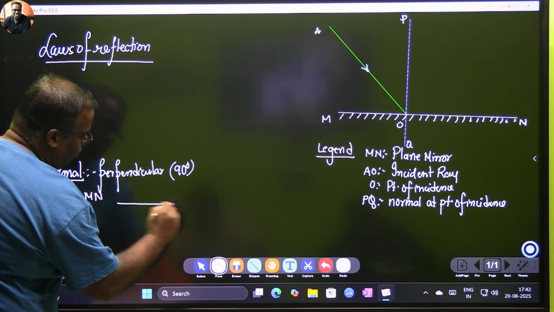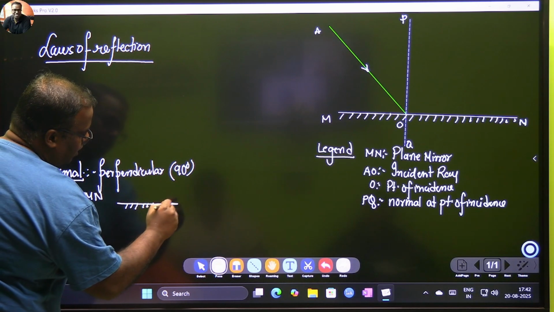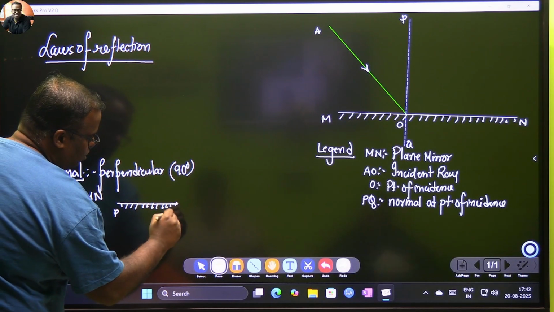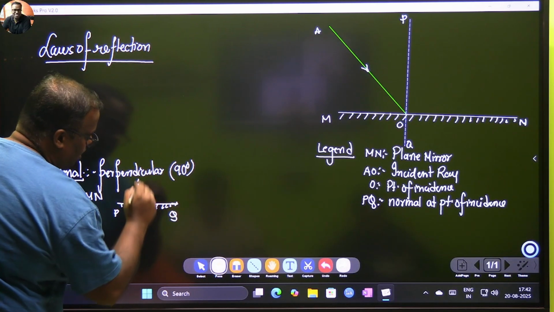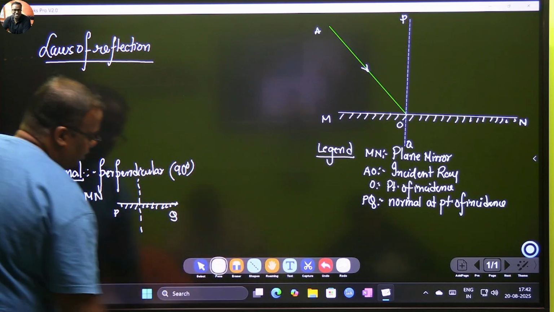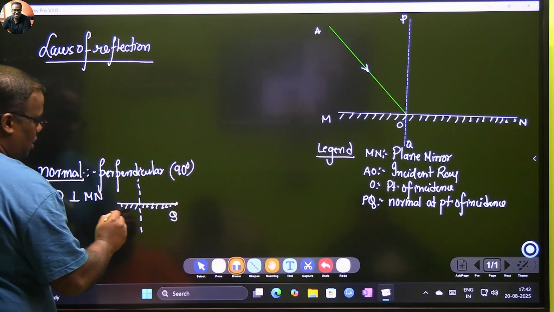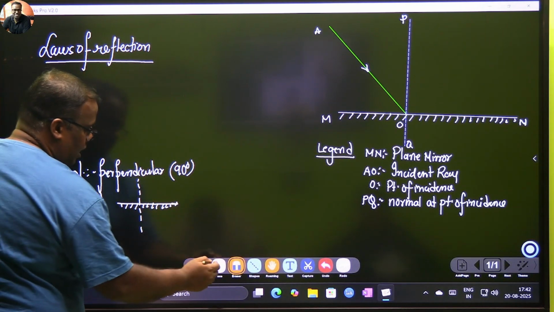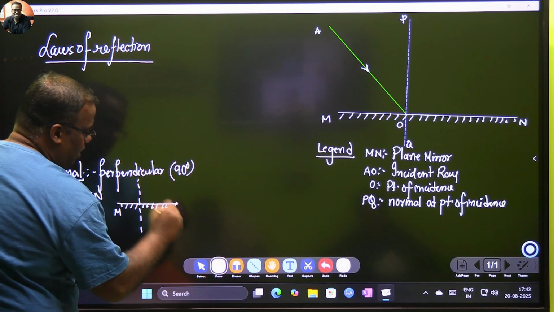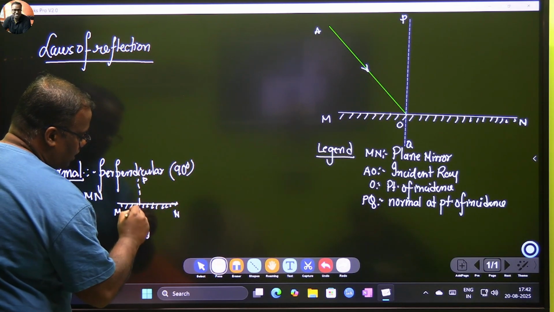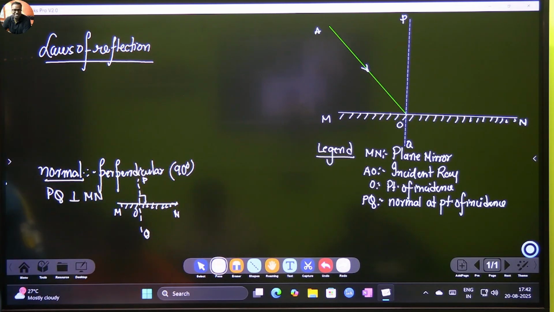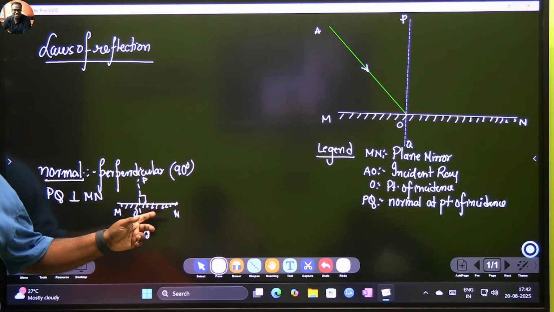If you look at my diagram, it shows MN as the plane mirror, and this is PQ, and this is the point of incidence. This angle is 90 degrees. This is what we are trying to say. Have you understood? Normal where?